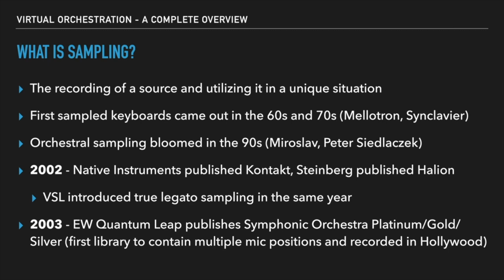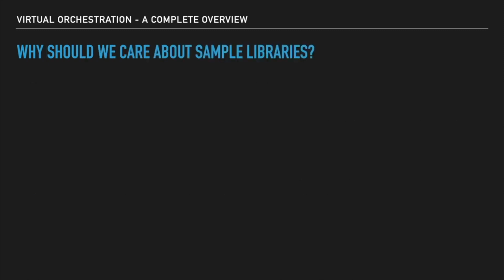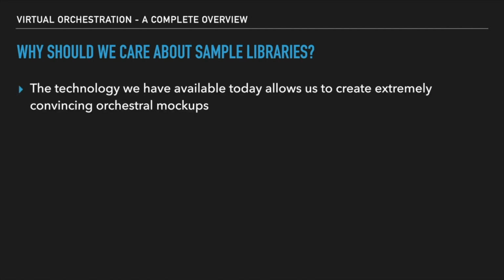So in the 80s, 90s, and now we have just plenty of choices available to us, right? So you might be asking, why should we actually care about sample libraries in the first place? And honestly, the technology we have today allows us to create extremely convincing orchestral mockups. Think 50, 60 years ago when we didn't have this technology. If you wanted orchestral instruments in your music, you'd have to hire live players, hire a real orchestra. And why is that the only option, right? So when technology came out, it allowed us essentially to capture the orchestra in a box and use it for our own purposes.